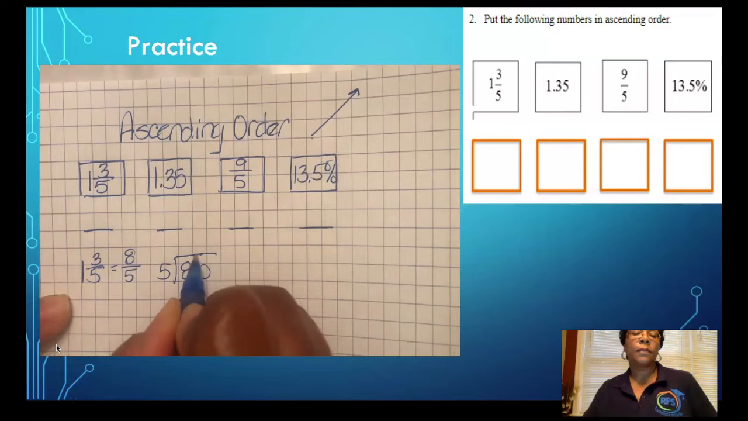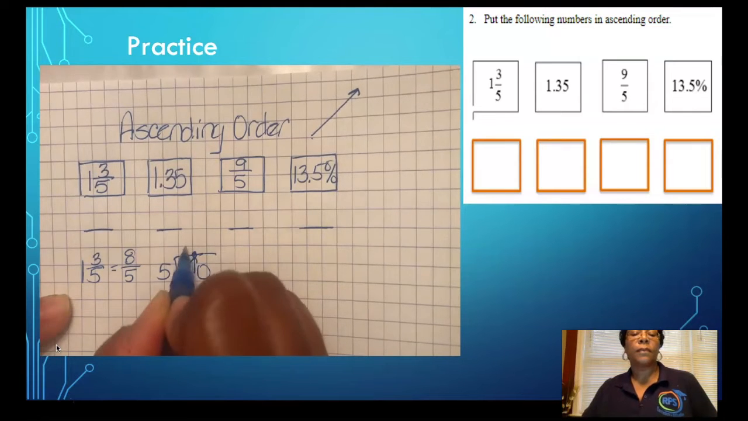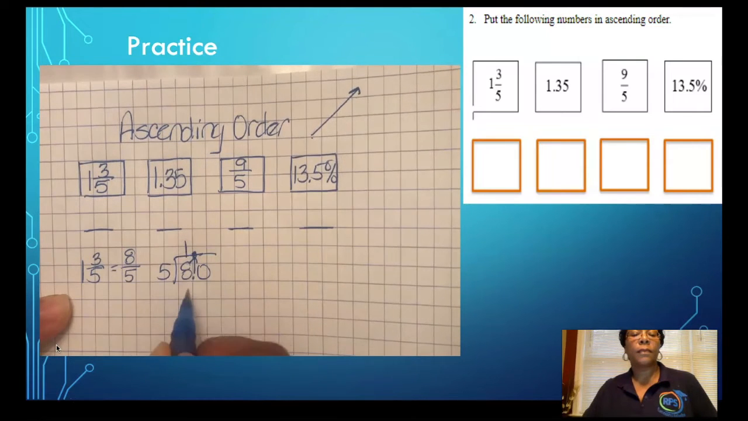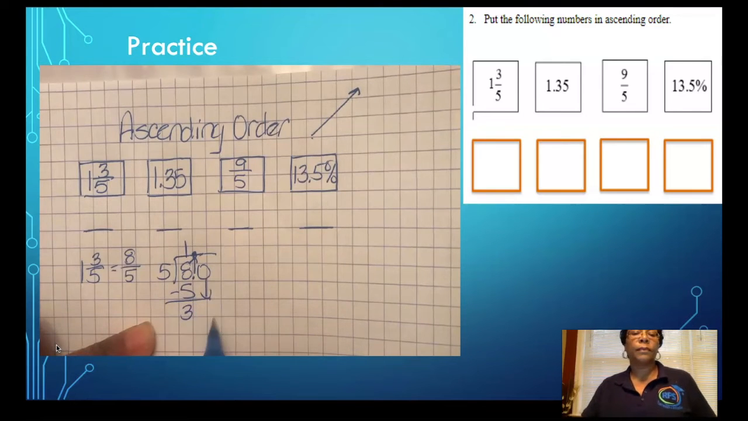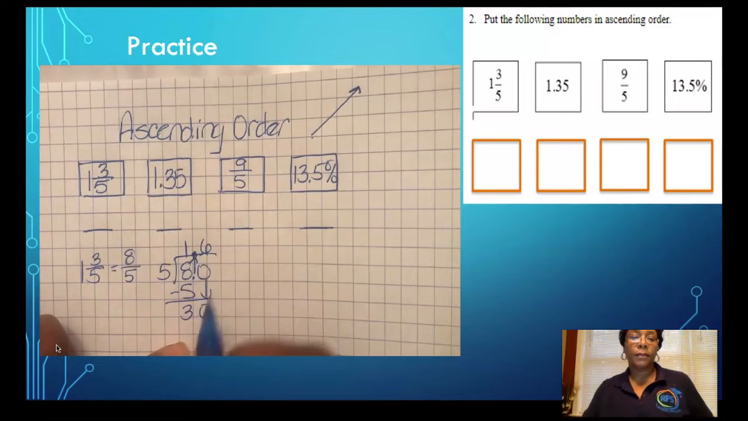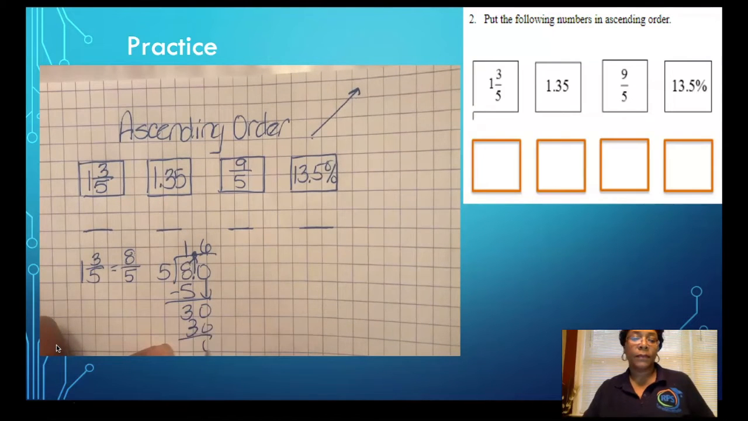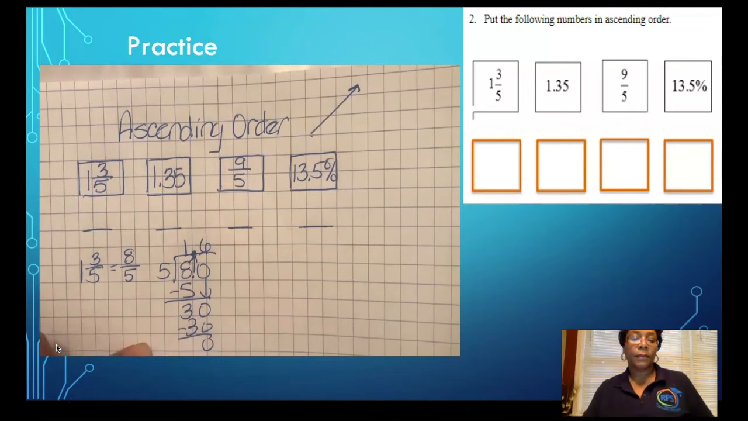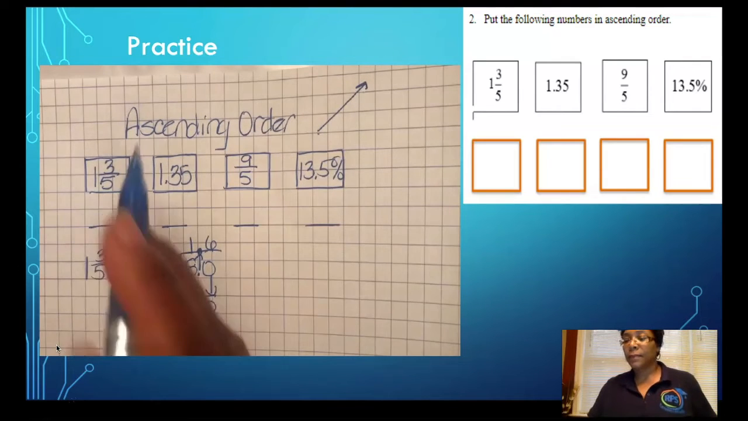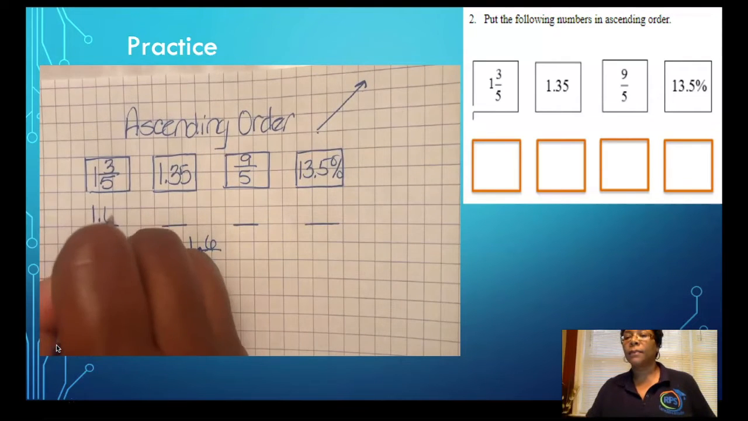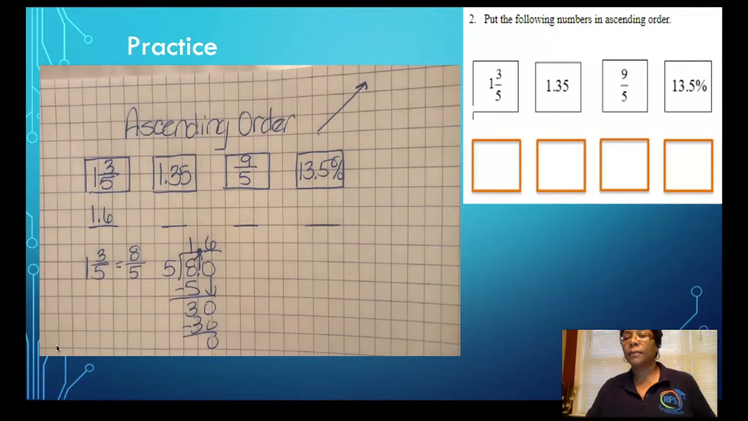One point and bring this right up. And so 5 goes into 8 one time. I'm going to subtract. Bring down my 0, I have 35 goes into 35 one time, so that gives me a remainder of 0. So I have 1 6/10. So 1 3/5 is the same as 1 6/10. So I'm just going to put it there.